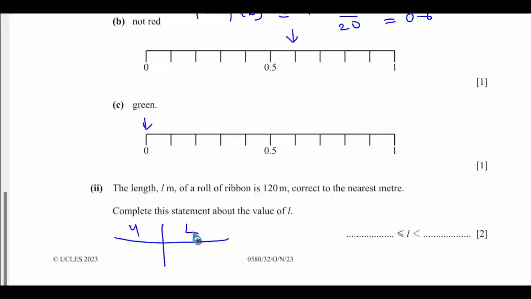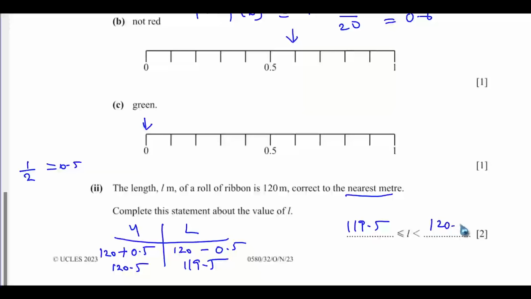The easiest way I do this is to say 120 plus something for the upper bound and 120 minus something for the lower bound. To get that something, we need the degree of accuracy, which is the nearest meter, which is 1 meter, divided by 2, so that will be 0.5. So that something is 0.5. So add 0.5 here, subtract 0.5 here. This will give you 120.5, and this will give you 119.5. So you have 119.5, and we have 120.5 here. So let's go to the next question.